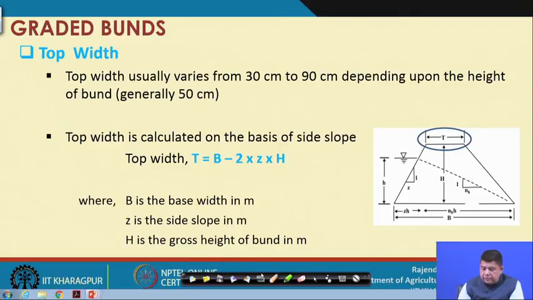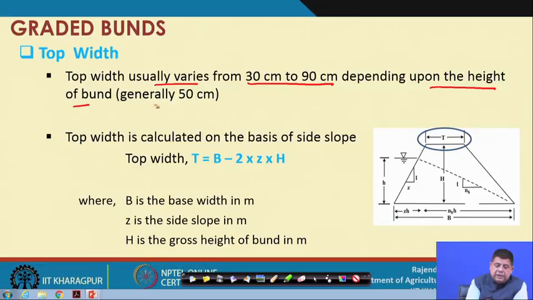Now, once the base width is calculated, the top width, which generally varies between 30 centimeters to 90 centimeters depending upon the height of the bund, is generally 50 centimeters. Remember, in case of contour bund also, we say that for Indian conditions the top width is 0.5 meters and bottom width is 2 meters. So, just a general recommendation.